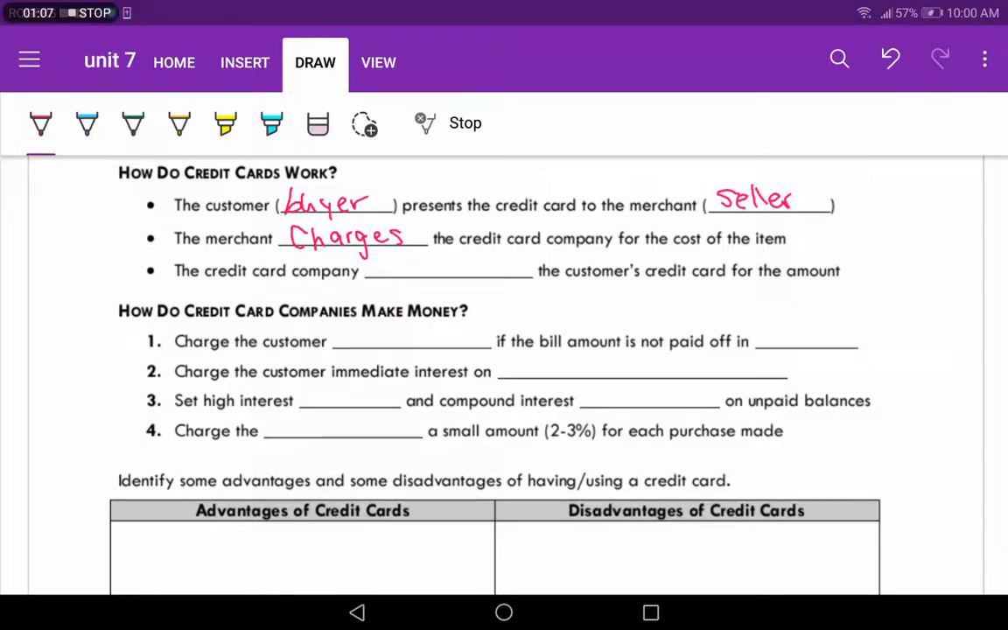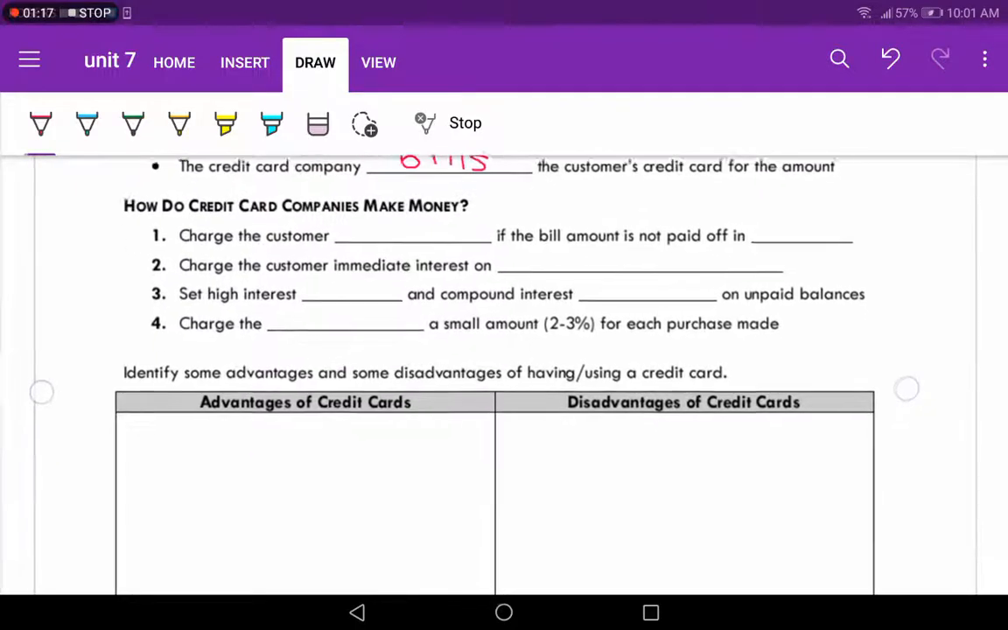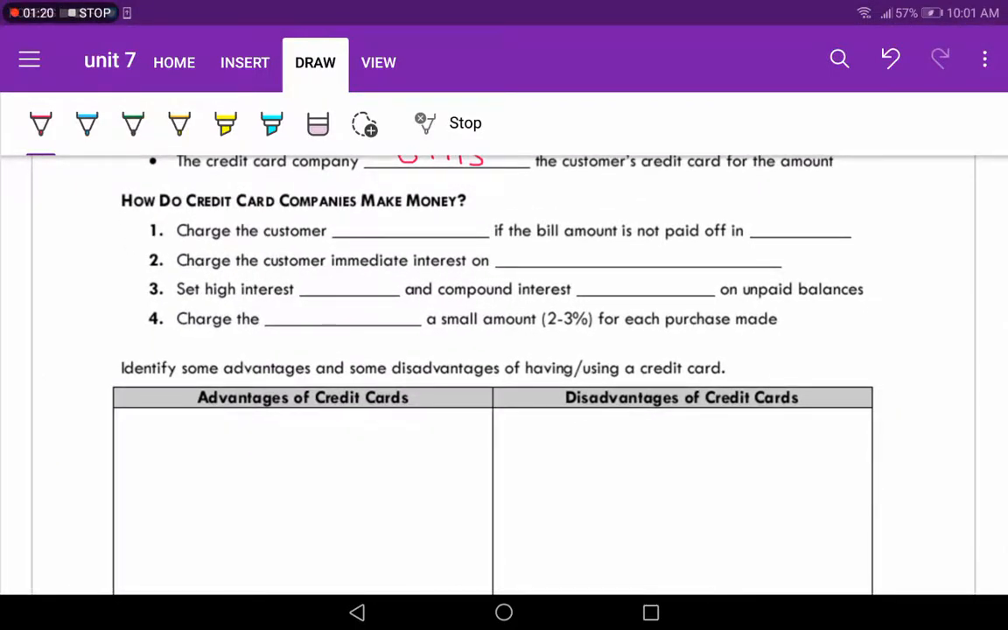So the merchant charges the credit card company for the cost of the item. The credit card company then bills the customer, bills their credit card for the amount. Okay, so how do credit card companies make money? So the credit card companies charge the customer interest if the bill amount is not paid off in full.